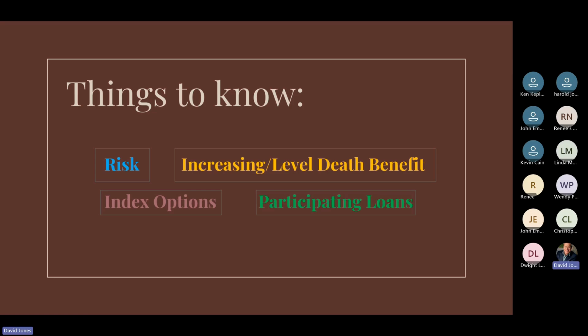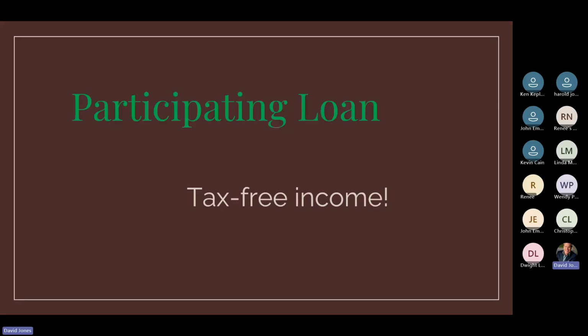If you noticed, I said you can take this money out. In this case, the guy in the illustration illustrated at $6,000 per year for 20 years, and then took out 20,000 per year for 20 years tax free. And some of you may be saying, how do you do that? Well, here's what you do. Tax-free income on participating loans.